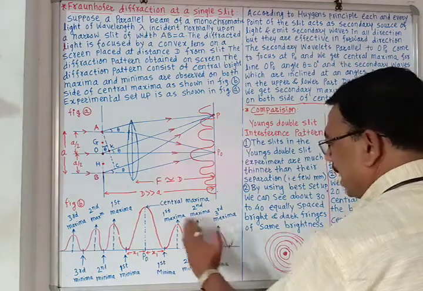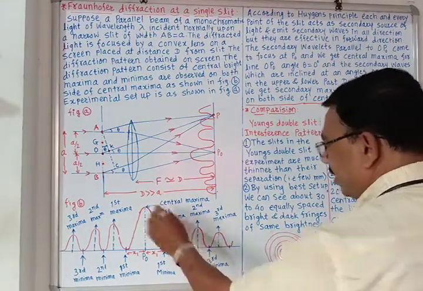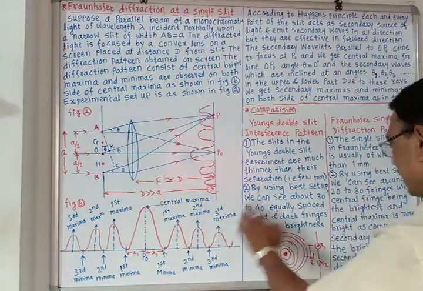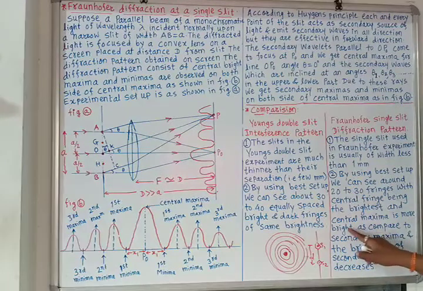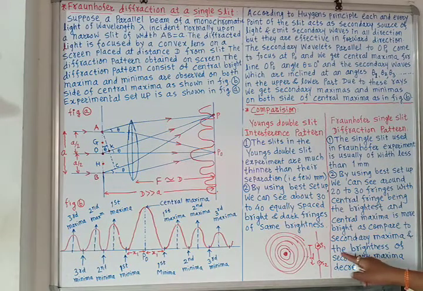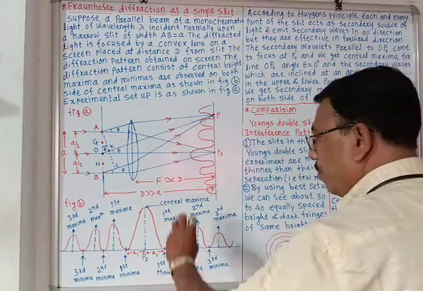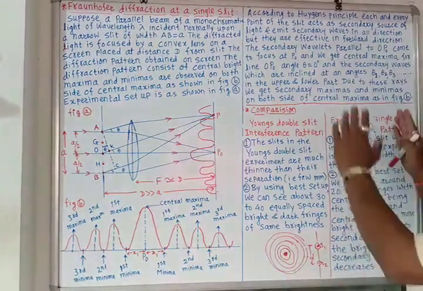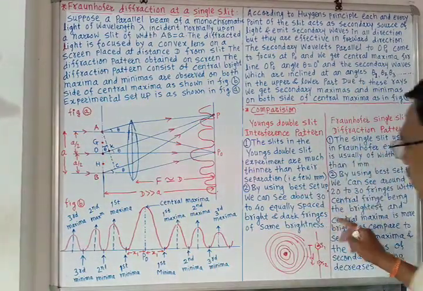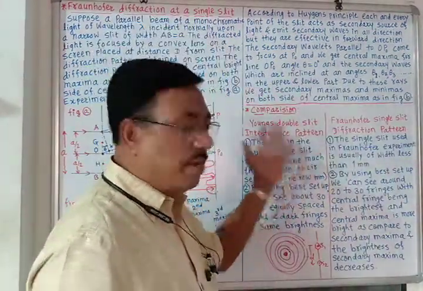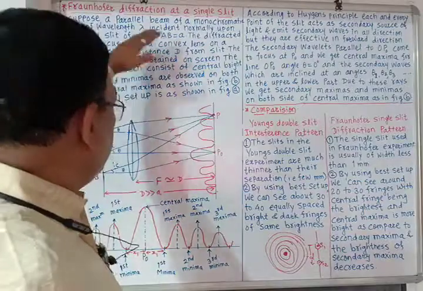सेकंडरी मीन्स नेक्स्ट वन, other than this central are called as secondary maximas. These secondary maximas have brightness less as compared to the central maxima, and the brightness of secondary maxima goes on decreasing, means intensity of brightness goes on decreasing. In this way, this one is also important. Two points are required for distinguishing. Question may be asked for 2 marks.